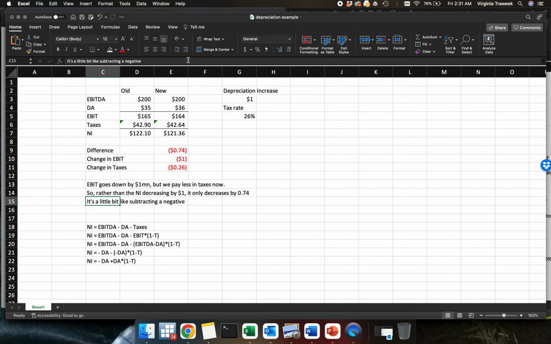So it's a little bit like subtracting a negative number. So EBIT goes down, taxes go down, but not by the full amount, and therefore the difference is minus 0.74.